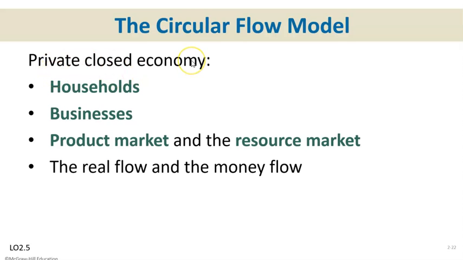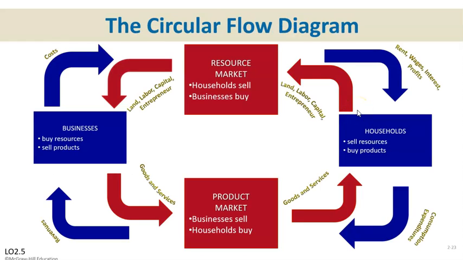So in our private closed economy, where we don't have any international trade and we don't have any government, the only two parties interacting are the households, that's the individual, you, and the businesses. So what we're going to see is how money flows through the economy, and also how products, that's goods and services that are produced, and resources, remember that's our land, labor, and capital, and entrepreneurs, flow through the economy. So here's a picture of the circular flow diagram. We have two groups of people: one, the households, and two, the businesses.